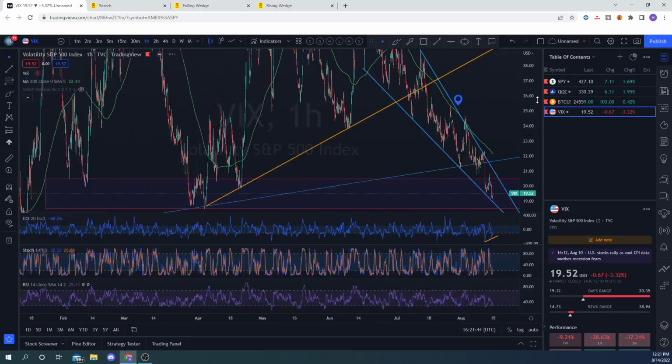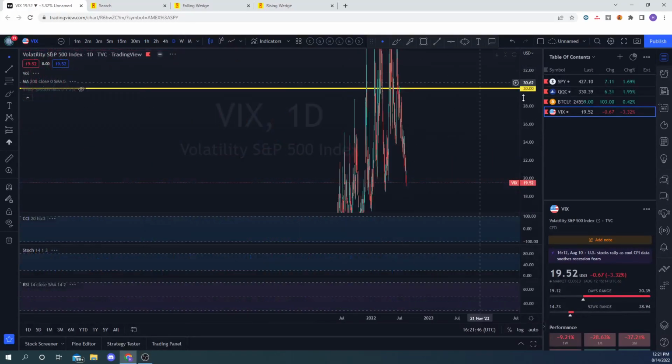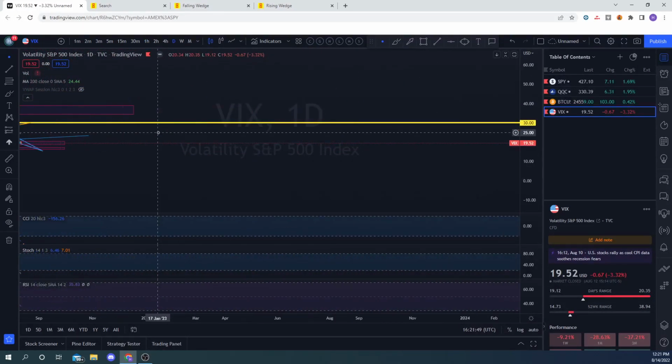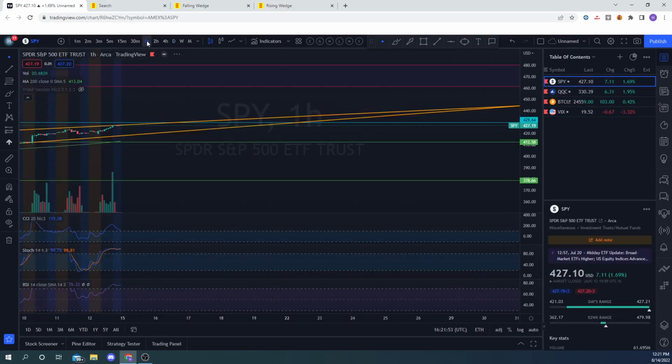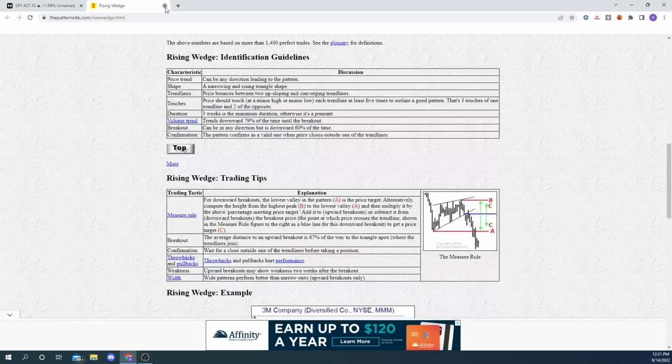Look at it. It's very well defined on the hourly chart, and then we come over here to the daily chart. It's still well defined on the daily chart. Why is it not that way on the SPY? I have no idea, but we're just gonna move on. Who cares?